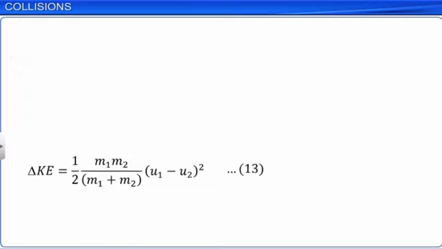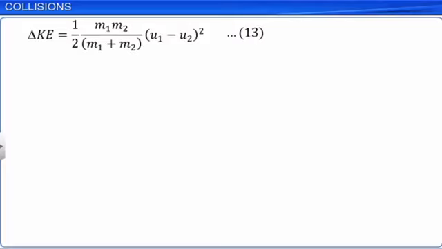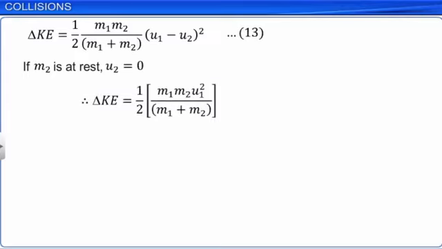In case the second body of mass m2 is at rest before the collision, we have u2 equal to 0, and then the loss in kinetic energy is equal to half m1m2u1 square by (m1 plus m2).